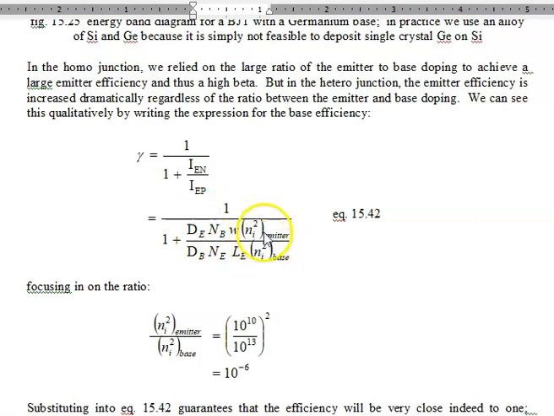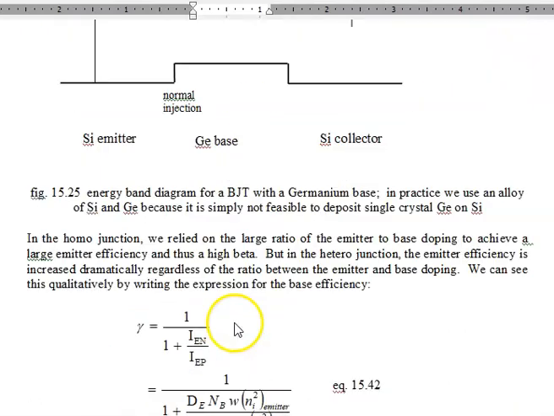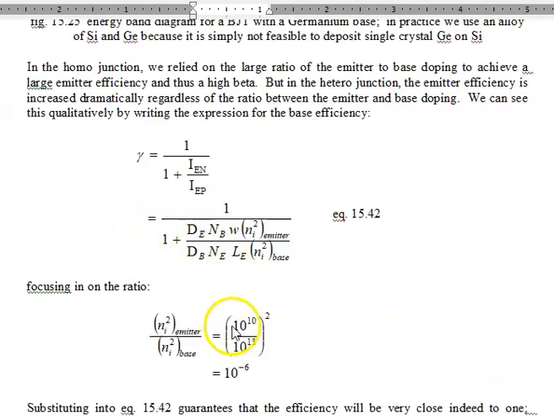But here we have a difference. We have a new term here, the intrinsic concentration in the emitter over the intrinsic concentration in the base. For the emitter, which is silicon, the intrinsic concentration is 10 to the 10th. In the base, it's 10 to the 13th. So we get 10 to the minus 6. And no matter what these other terms are, put in 10 to the minus 6, and this whole thing is essentially 0, and the gamma becomes essentially 1, and that means that the beta becomes very high indeed.